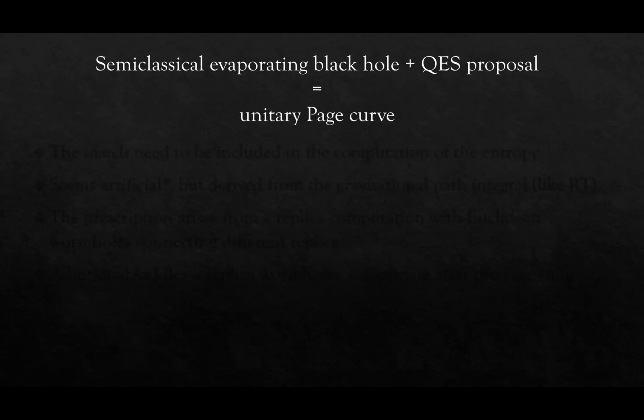Good. So what just happened? We were using the semiclassical Hawking approach to the evaporating black hole, so the calculation that he's done, and put in a new ingredient of how we actually compute the entropy, which is this quantum extremal surface proposal. And we have obtained the Page curve. The unitary is redundant, but I wanted to emphasize it's a unitary Page curve, so it's that little triangle.